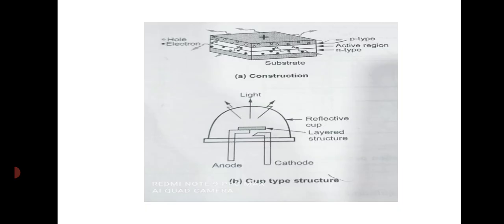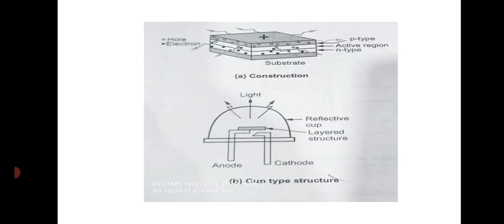of light. Okay, so this light will be emitted not only in a single direction, it will be emitted all the way around the layered structure. The whole structure is placed in a tiny reflective cup that we see in figure B, that is a small reflective cup. What is the purpose of this reflective cup? If we use this reflective cup, the light gets reflected towards the desired exit direction. So that's why we use this cup, in which the whole layered structure is present.